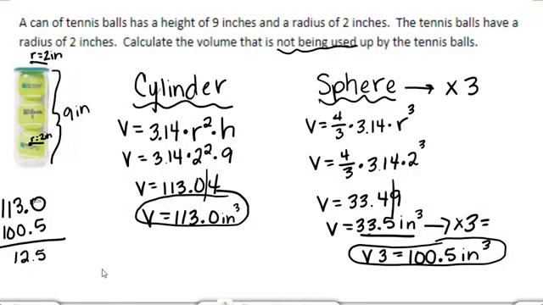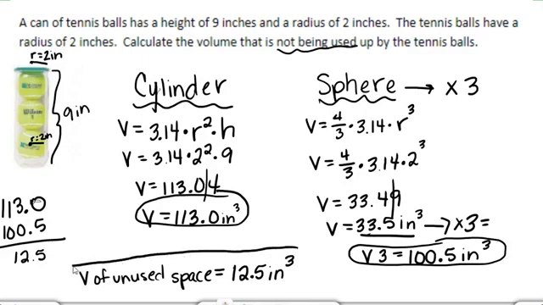So the volume of the unused space equals 12.5 inches cubed. So that's the amount of space inside the can that is not being used.